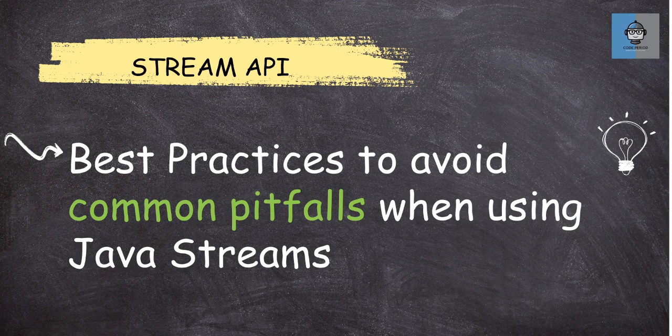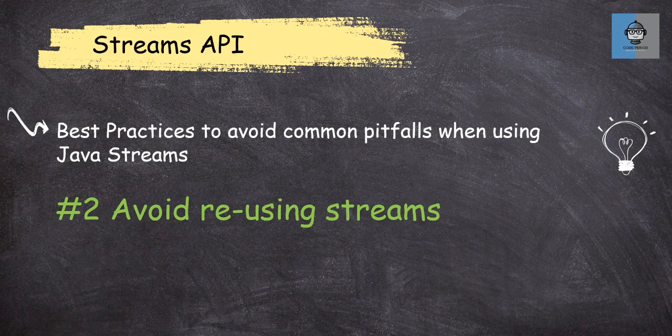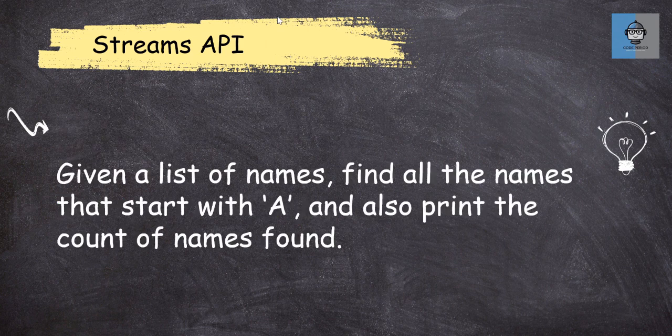So today we're going to discuss best practices to avoid common pitfalls when using Java streams. This is the second video on that, and today we will discuss avoiding reusing streams. The question is, given a list of names, find all the names that start with A and also print the count of names found.